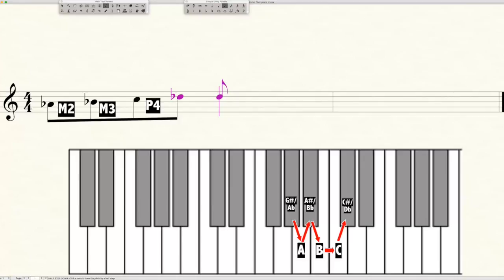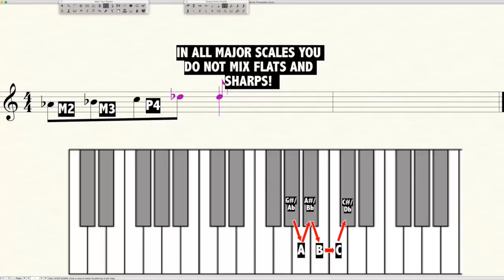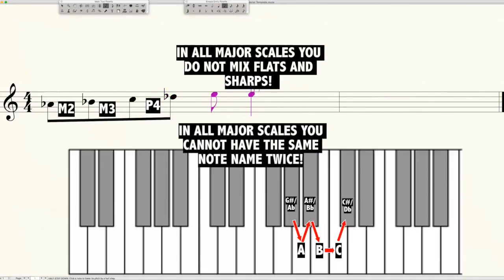In major scales, remember this rule. You do not mix flats and sharps. It is a no-no. Also, second rule, you need to remember, you cannot have the same note name twice. You cannot have a C and a C sharp. You cannot have a D and a D flat in a major scale. You need to have each letter name represented, be it sharp, flat, or natural, but you cannot duplicate that note name, the letter name. All right?